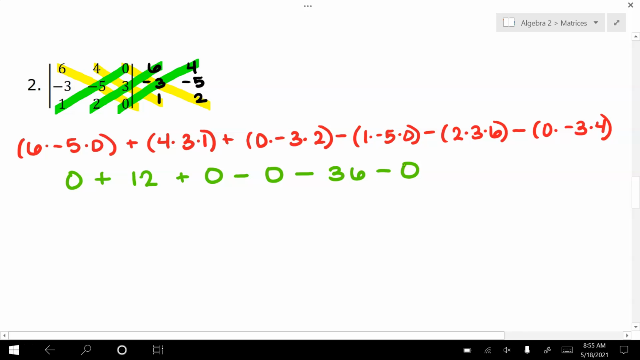Anytime you see a 0 in there, it's always going to be 0, so that makes the math really easy. To simplify here, I would have 12 minus 36, which is going to be negative 24.